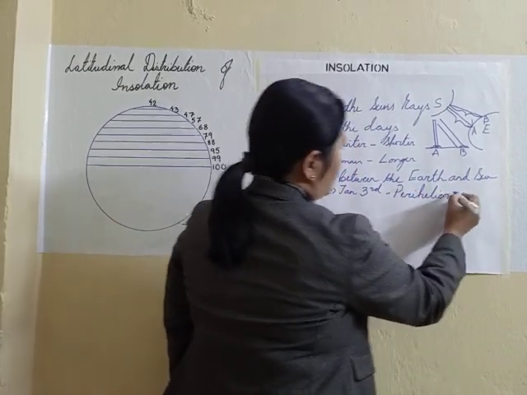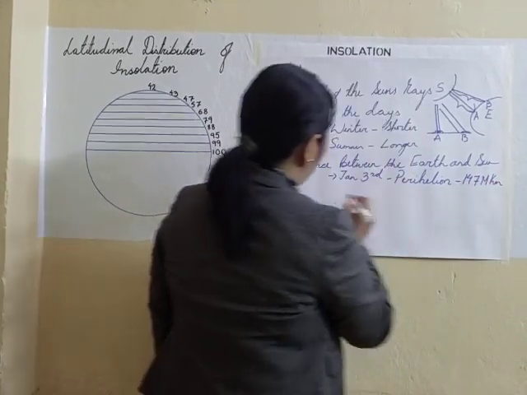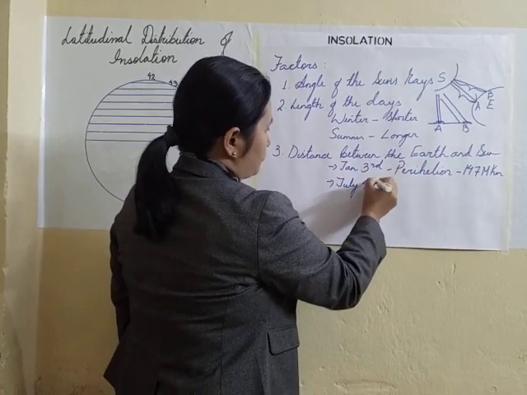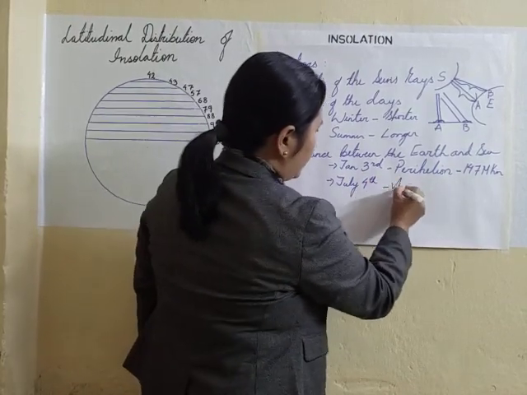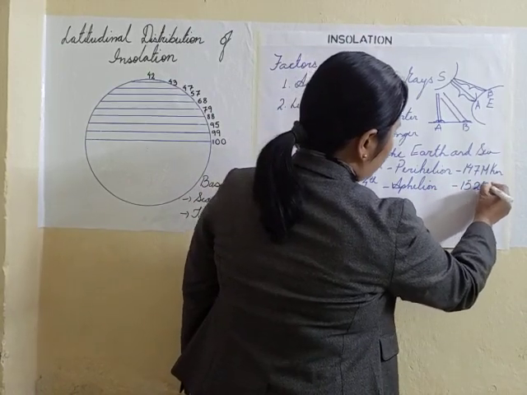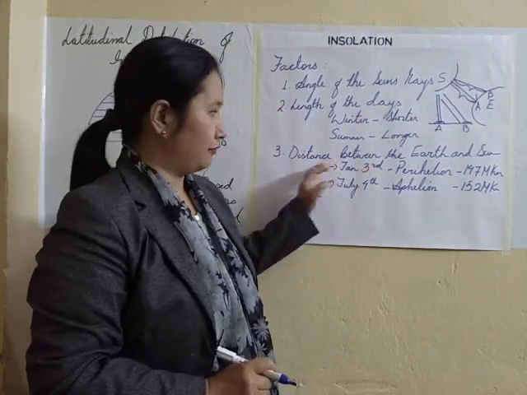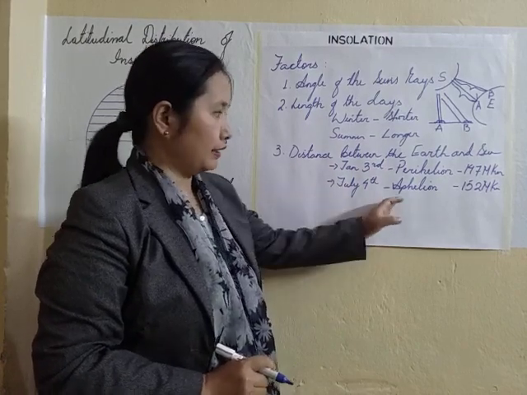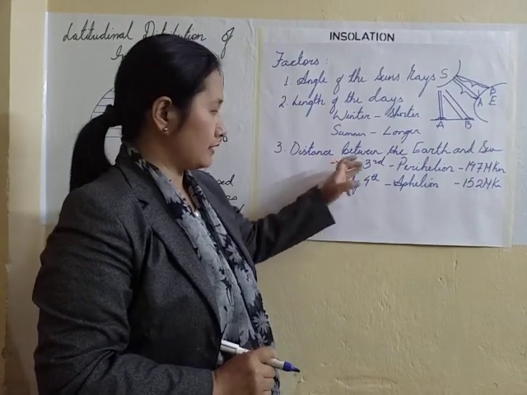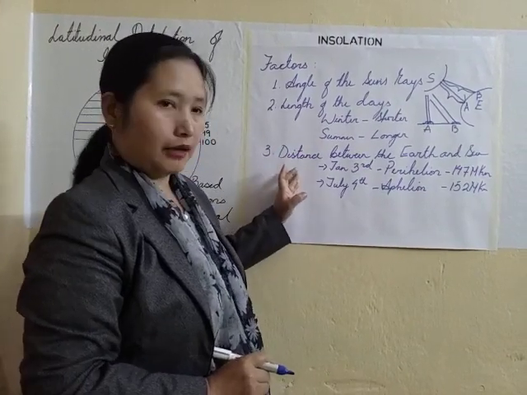It is at a distance of about 147 million kilometers. And another period is 4th July, when the sun is farthest from the earth. This phenomenon is known as aphelion, at a distance of about 152 million kilometers. So insolation will be more during perihelion, and insolation will be less during aphelion. But during 3rd January, the southern hemisphere experiences summer because it is inclined towards the sun. So the summers in the southern hemisphere are much hotter than in the northern hemisphere.